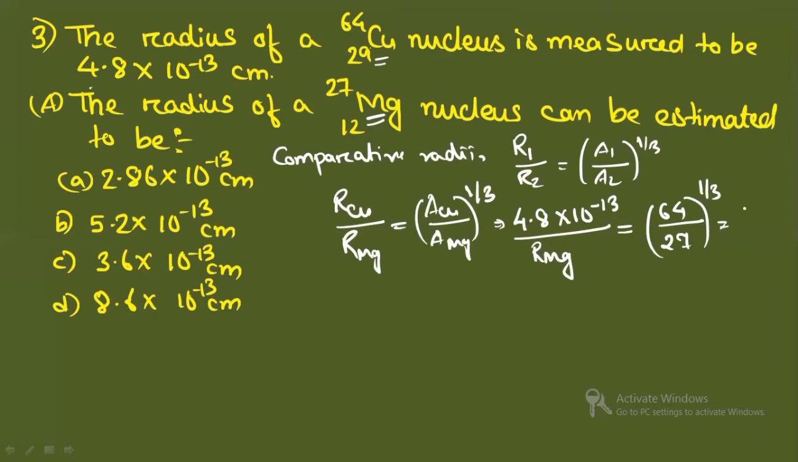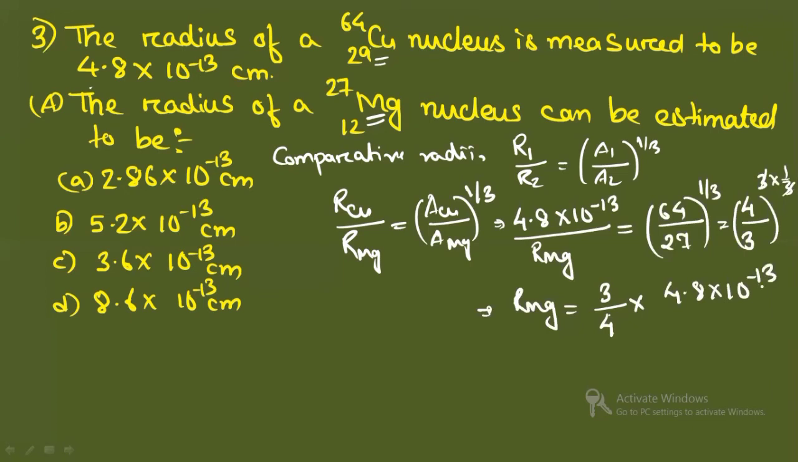So you can see this is 4 cube, and the denominator is 3 cube. So it is 4 by 3 with the power 1 by 3, so the power will get cancelled. And finally you can write R of Mg is equal to, bringing this 4 by 3 to the other side, it will become 3 by 4, into 4.8 into 10 to the power minus 13. Till here it is clear.